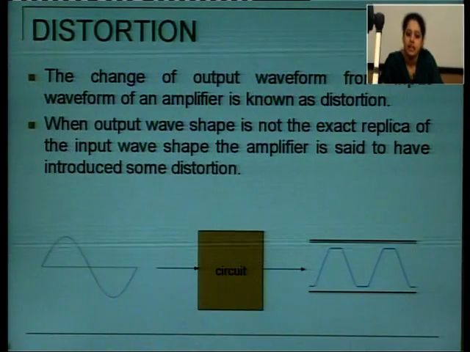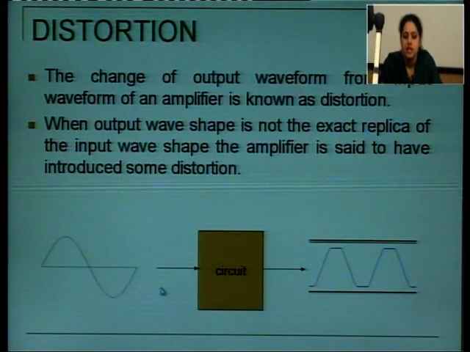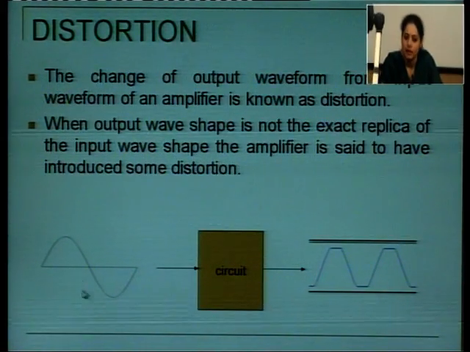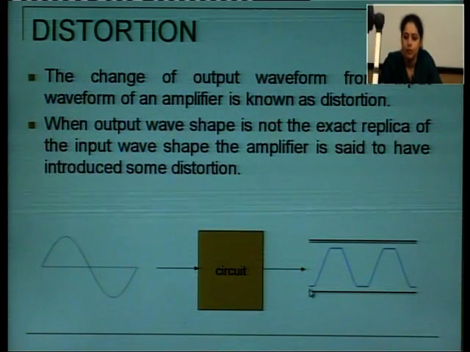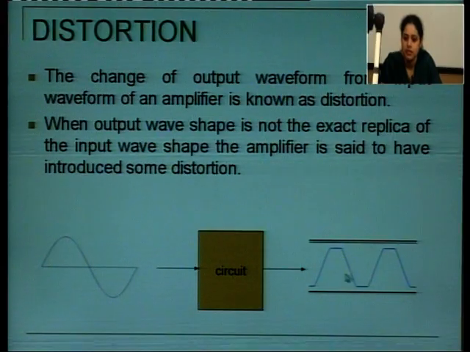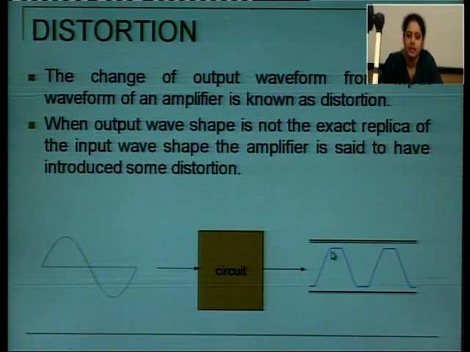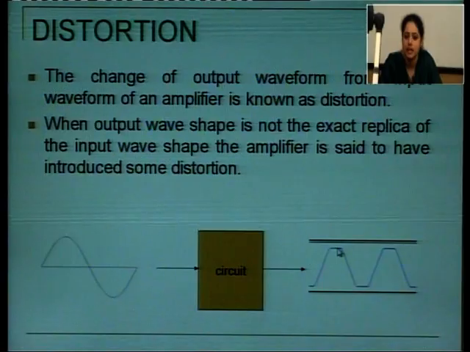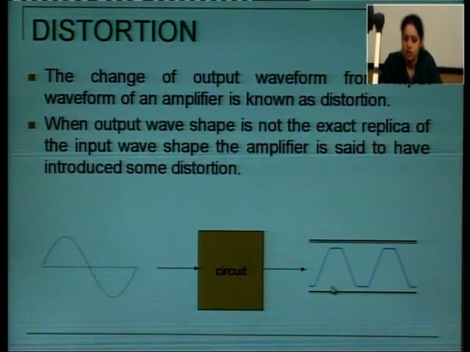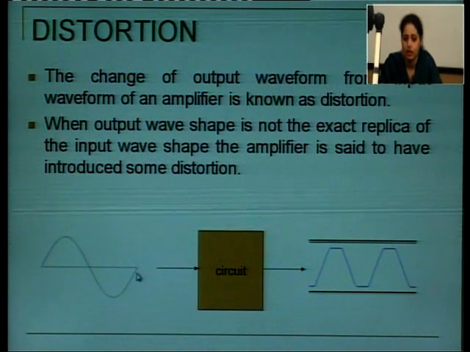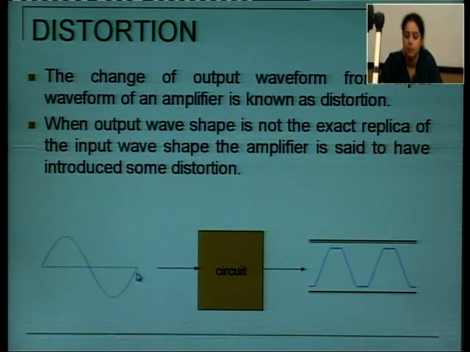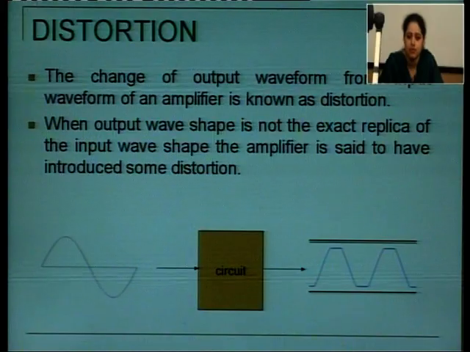For example, this is the input signal you are providing to a circuit or a component. This is a sinusoidal wave we are providing to the circuit. At the output, you have this type of signal. Here you can see that it is clipped at the positive cycle and also at the negative cycle. So your output is not an exact replica of your input. It means some type of distortion is introduced in your signal.